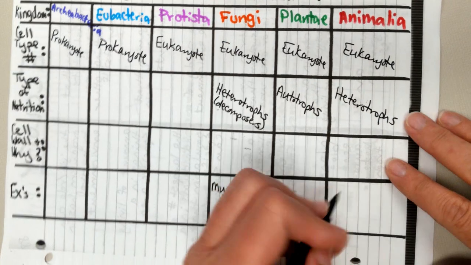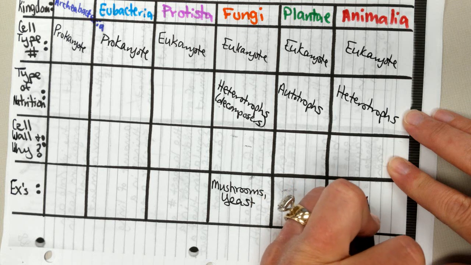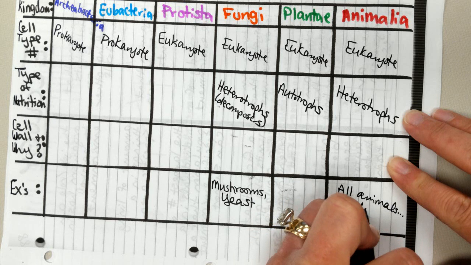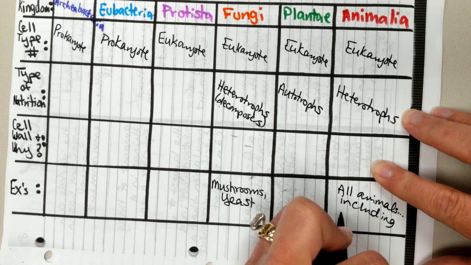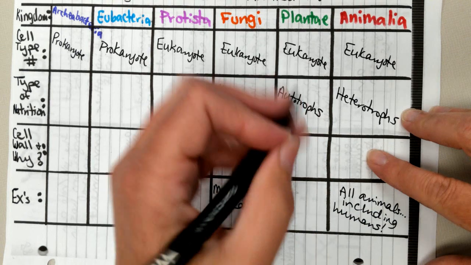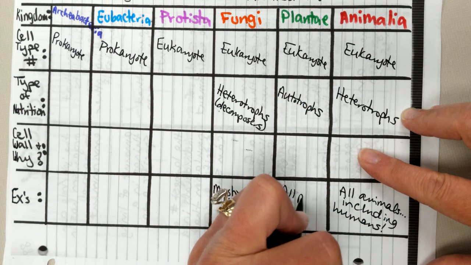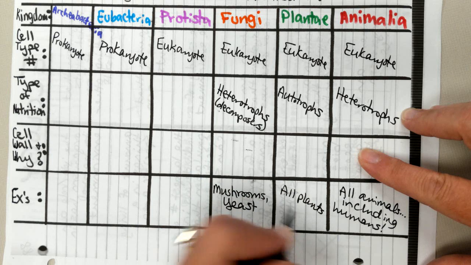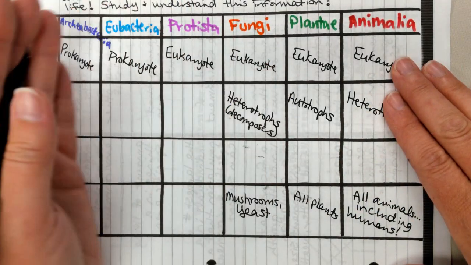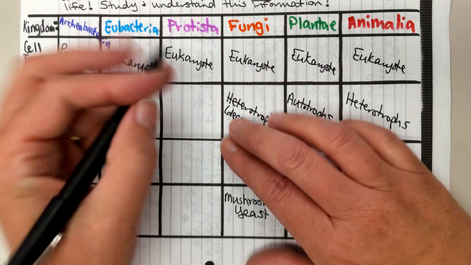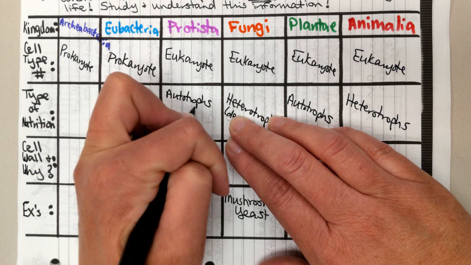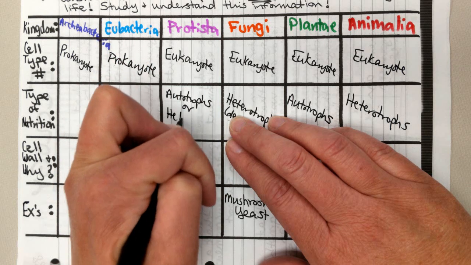So on animals, just put all animals, including humans. Okay? And then plants, all plants. Okay? Now, when we start getting into this one right here, these can be autotrophs or heterotrophs.